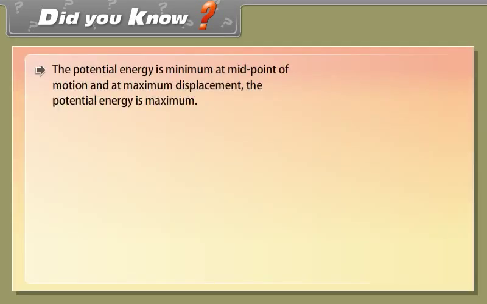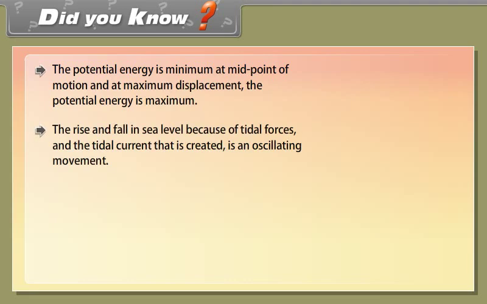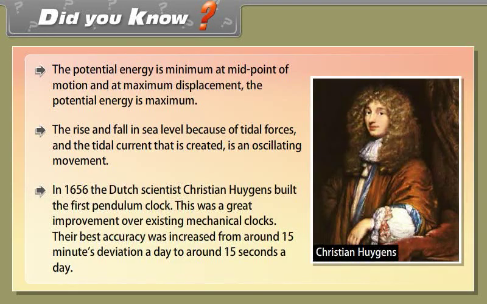Did you know? The potential energy is minimum at the midpoint of motion, and at maximum displacement the potential energy is maximum. The rise and fall in sea level is because of tidal forces, and the tidal current that is created is an oscillating movement. In 1656, the Dutch scientist Christiaan Huygens built the first pendulum clock. This was a great improvement over existing mechanical clocks. Their best accuracy was increased from around 15 minutes deviation a day to around 15 seconds a day.